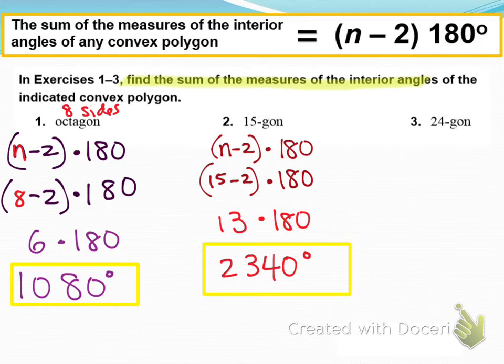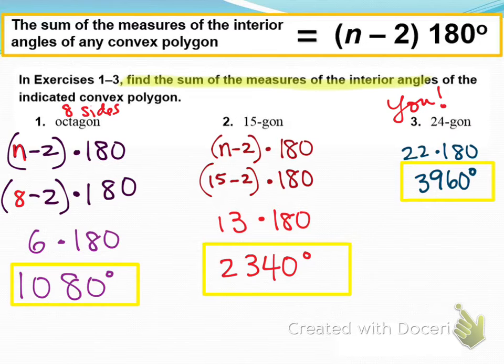You are going to do the 24-gon. So how many triangles are in a 24-gon? Well, how many triangles? 22 triangles, 180 apiece. So how many degrees is that? 3,960 degrees. Perfect. Go ahead and flip to the next page.